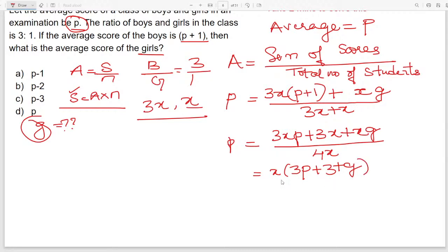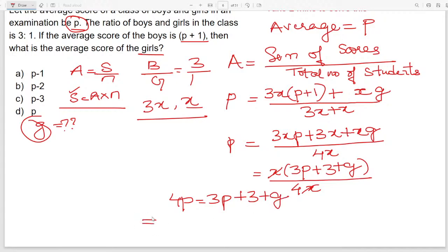Yes, we are doing that. It will be 4x. I am cancelling x and x here. This will be 4p is equal to 3p plus 3 plus g.